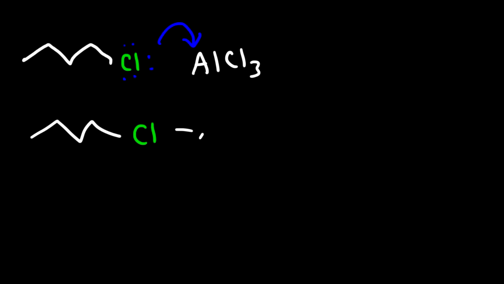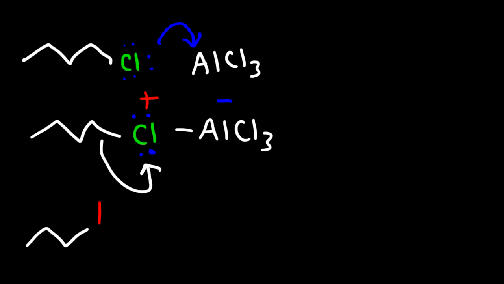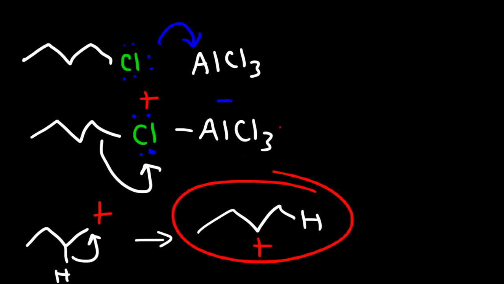And so we're going to get an intermediate that looks like this. When aluminum has 4 bonds, it's going to have a negative formal charge. And when chlorine has 2 bonds, it has a positive formal charge and 2 lone pairs. Now, if we kick out the chlorine group right now, we're going to get an unstable primary carbocation, which we could do a hydride shift on to get a more stable secondary carbocation. And this is the species that's going to react with the benzene ring. This is the electrophile, our E+ reactant.